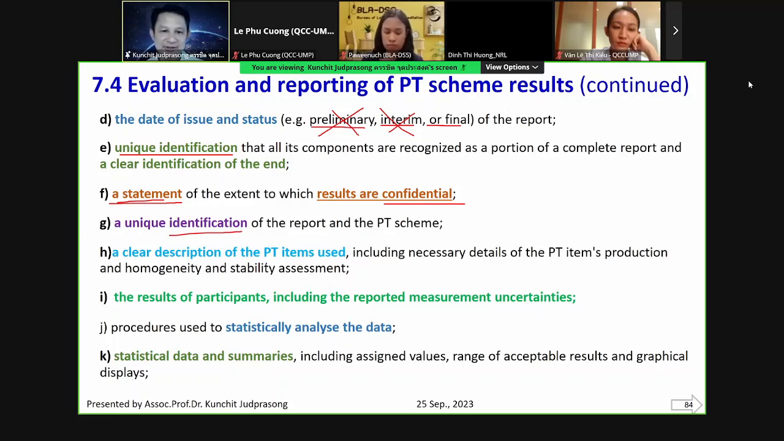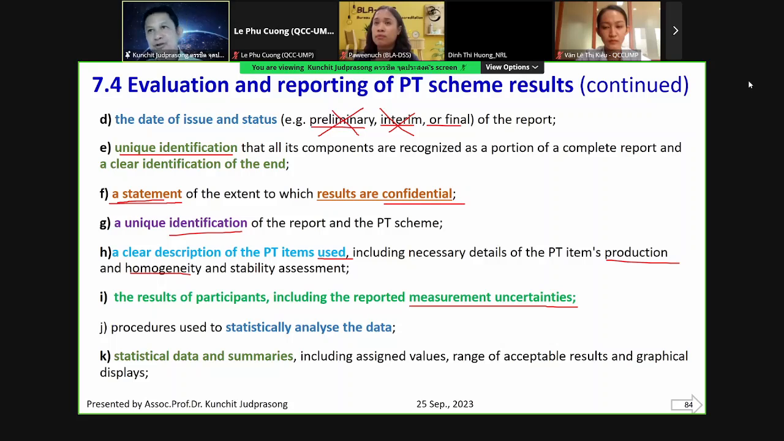A clear description of the PT item used. You have to elaborate more on the PT test item: how you produce it, how the production, the homogeneity and stability setting, the result of the depend including the report, measurement uncertainty. You can see they also mentioned several times about the measurement uncertainty in this version because we step up from time to time. Nowadays, the importance of uncertainty has increased and increased.